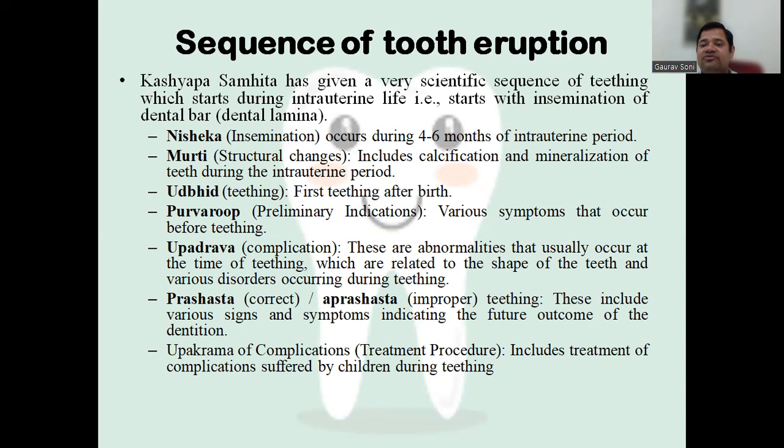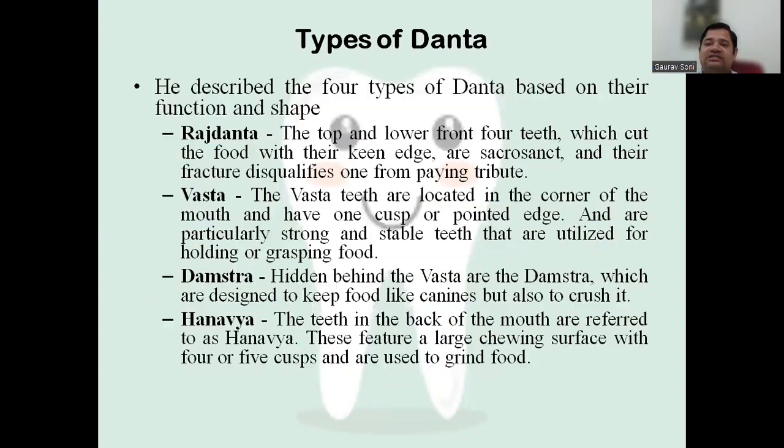Then Purvarupa, various symptoms that occur before teething, like the child will be very much disturbed, he will be crying very much, or there will be some diarrhea type of symptom, बच्चा बहुत ज्यादा काटने लगता है, so all this will be the पूर्व उपद्रव, complications that occur at the time of teething. They are related with the shape of teeth, various disorders occurring during the teething, what I have told you before also. Prasast, improper teething, they include various signs and symptoms indicating the future outcome of the dentition. And upakarma of complication, that is the treatment procedure, when something happens, what should be done. So these are some parts which I already described.